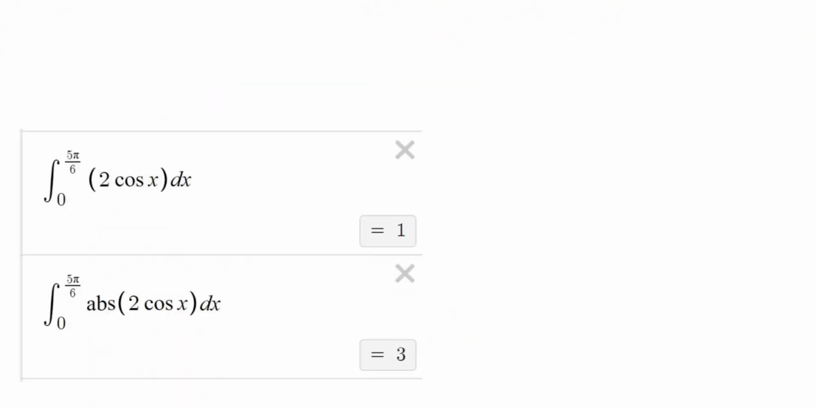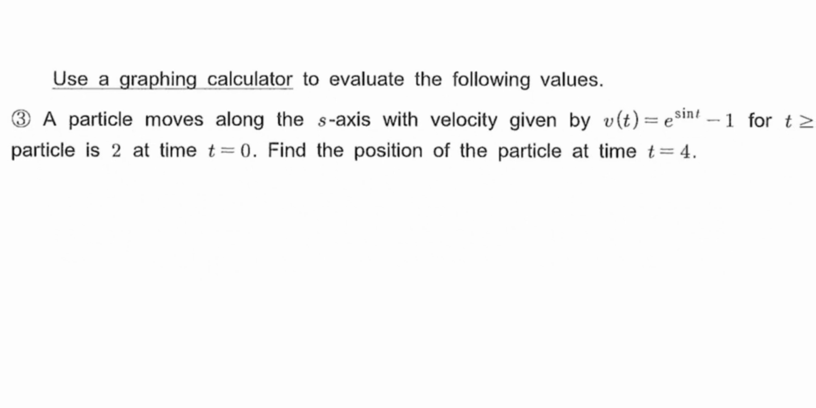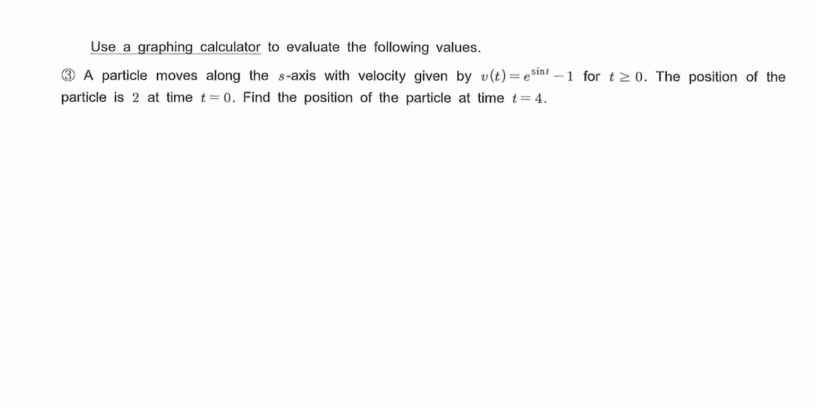Just before we finish off that question, here are the answers. This is how you would input your work into a calculator. If you're using Desmos, for example, you would input the work like this, and this is your displacement, 1, and your total distance is 3. Okay, let's flip the pages and move on to another question here.